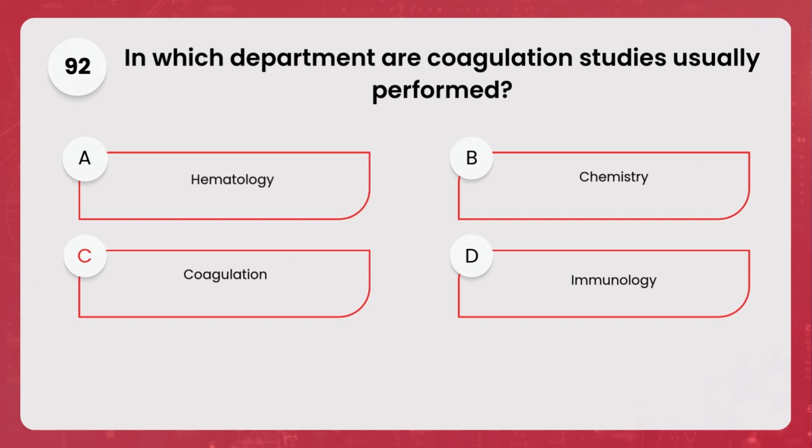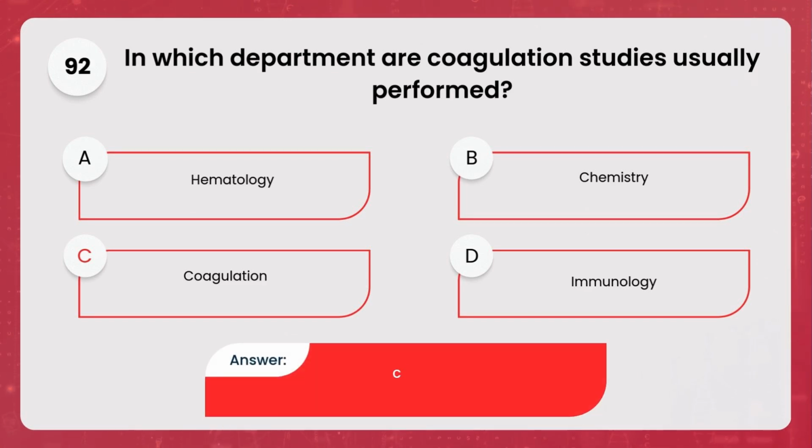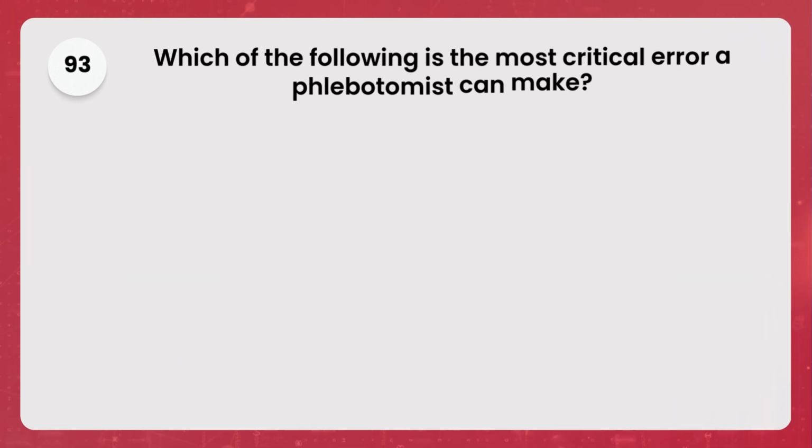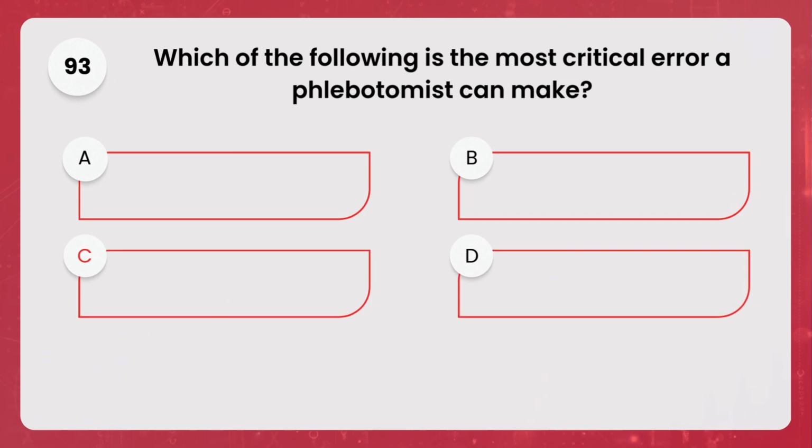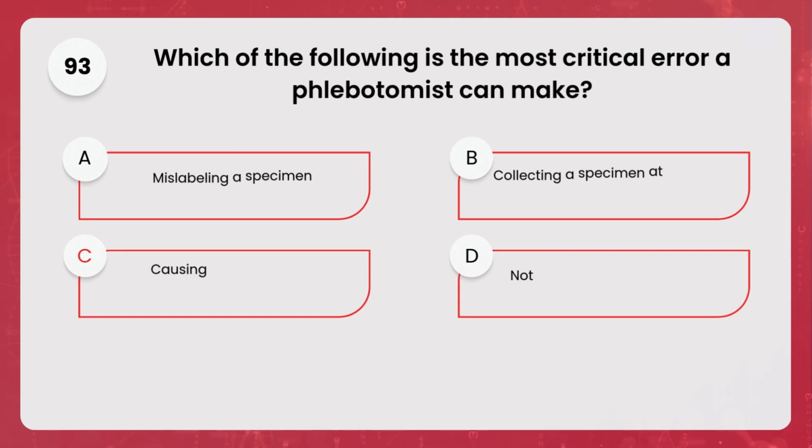Number 92. In which department are coagulation studies usually performed? A. Hematology. B. Chemistry. C. Coagulation. Or D. Immunology. The answer is C. Coagulation.